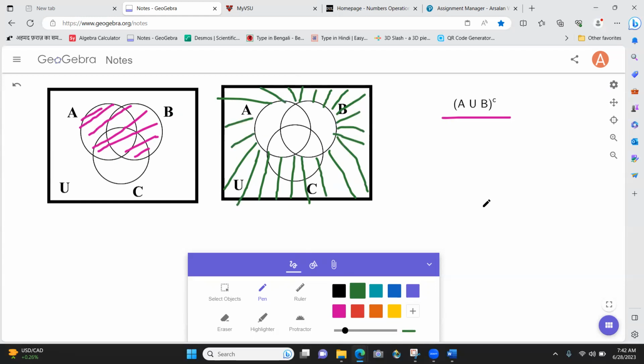So are we clear, guys? How we do it? I'll do one more for you. So my answer is the green shading. Okay. I'll do one more for you. Then we're going to look at some of the word problems. So how about this, guys?